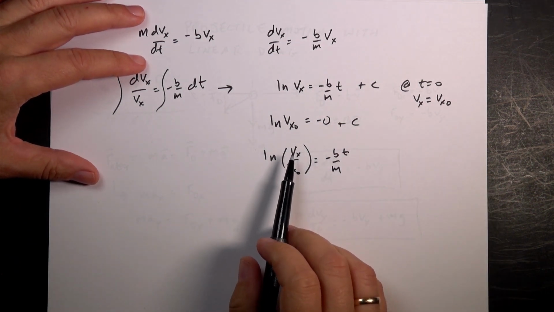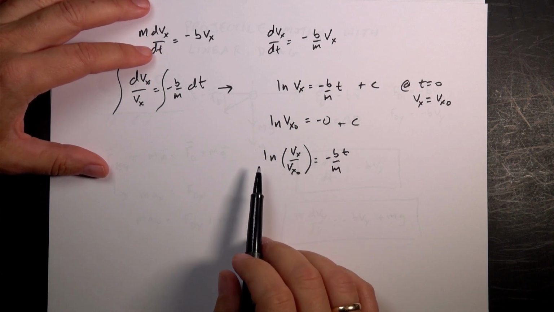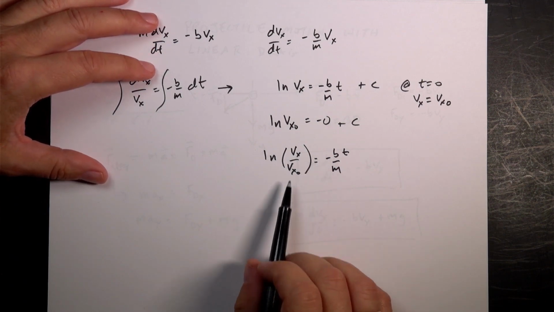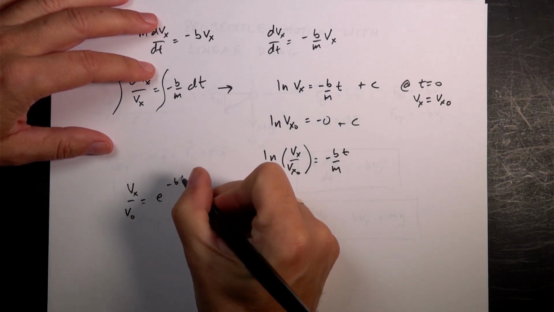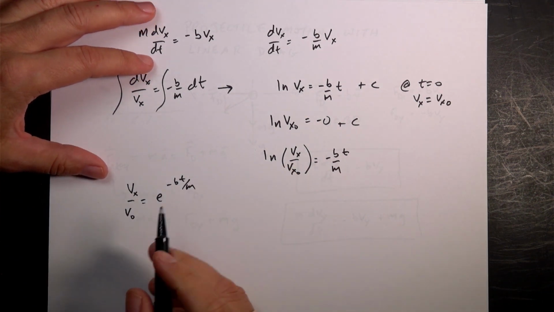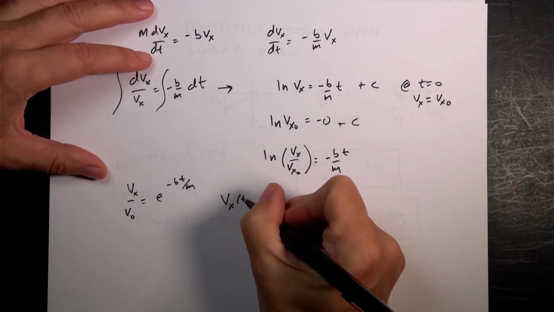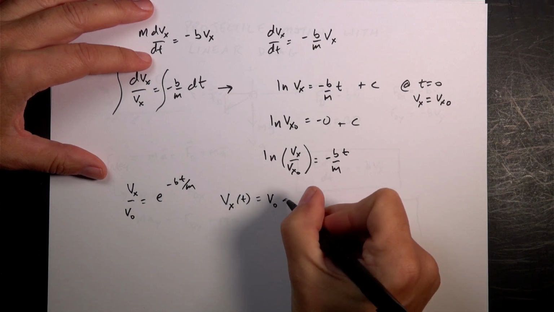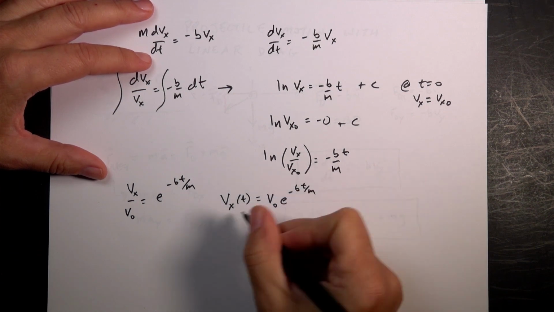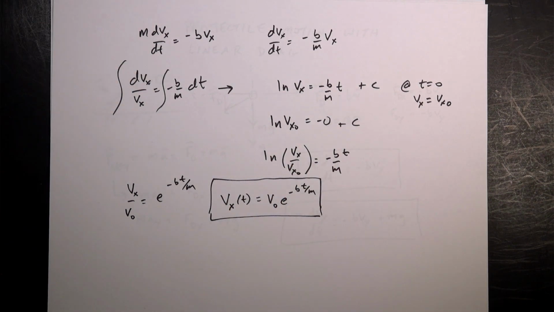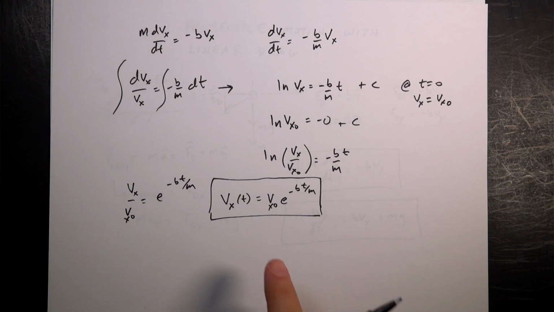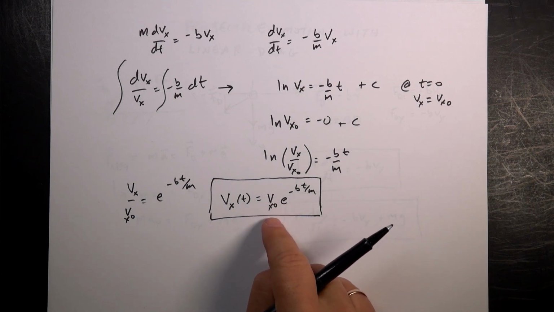Now I want to get vx as a function, so I'm going to take the inverse natural log, which is the exponential of both sides, and I get vx over vx0 is e to the negative bt over m. Then I can multiply both sides by vx0 and get vx as a function of t is vx0 e to the negative bt over m, and that gets a box because it's important. That's an important equation. I told you I was going to be careful, and I wasn't.